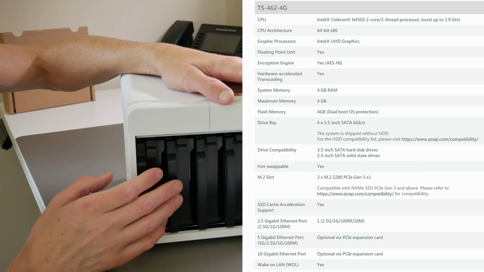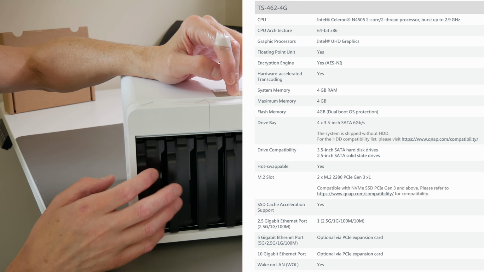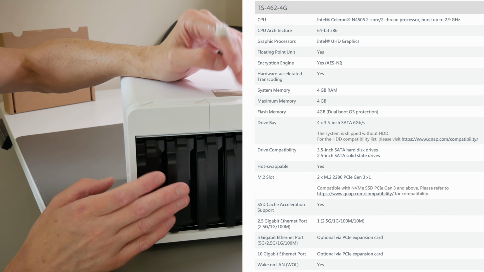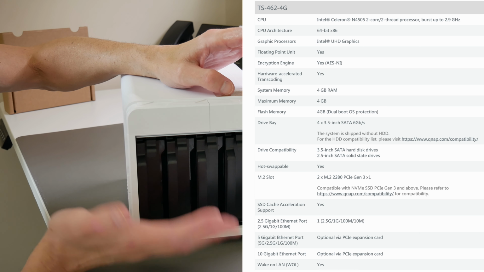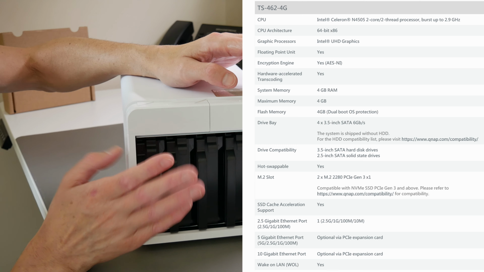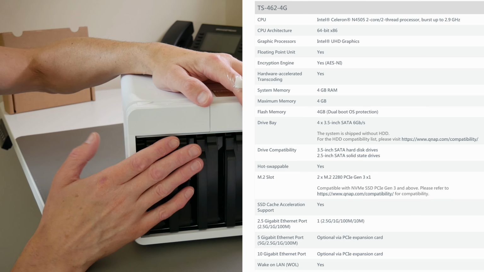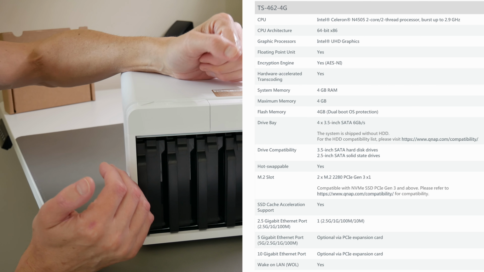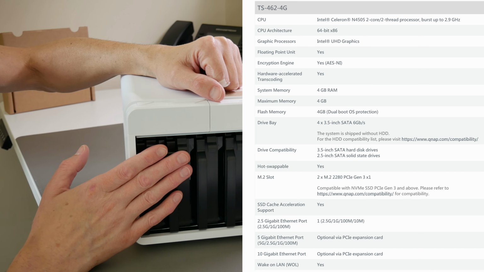There's two M.2 2280 PCI Express Gen 3 slots, and these are Gen 3 times 1 actually. So there's two of those which you can add 2280 M.2 cards in to have cache in there to speed up drive reads and writes, for example. And it does support SSD cache acceleration.